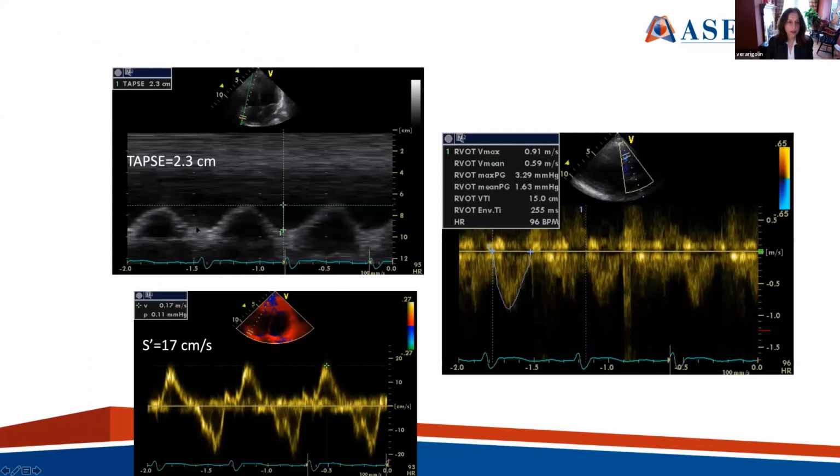When we look at our quantitative parameters, our TAPSE is now 2.3, which is well within the normal range. Our S prime velocity is now 17, which is well within the normal range. And then when we look at the signal of our RVOT, we see that that notching pattern is no longer present. So she had a very nice response to the treatment for her pulmonary hypertension.